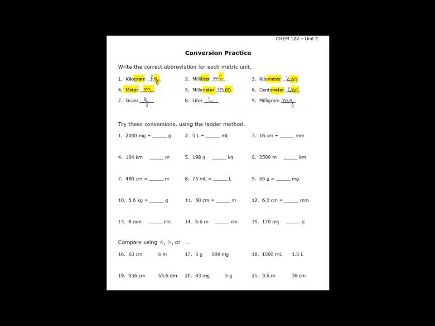Number 7 doesn't have a prefix. It's just the basic unit, so gram. Number 8, capital L for liter. So be careful with liter. It's easy to confuse that one and put a lowercase l. Liter is always abbreviated with a capital L. And then the last one is milligram, lowercase m, lowercase g. The base unit is gram. Okay.